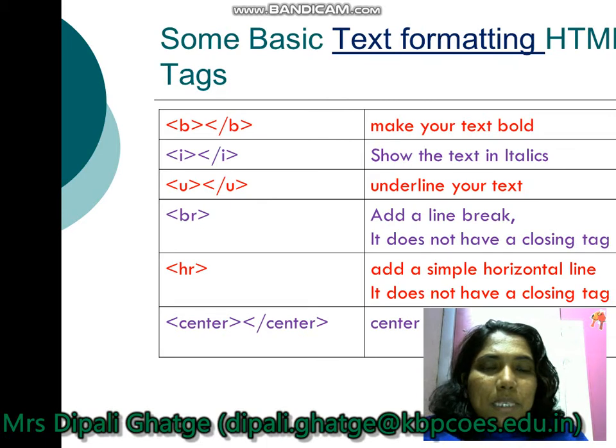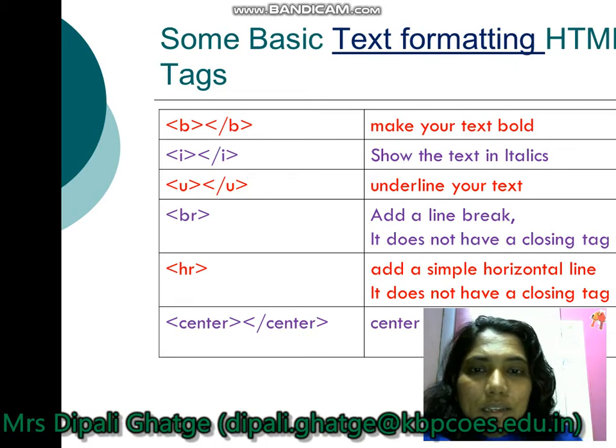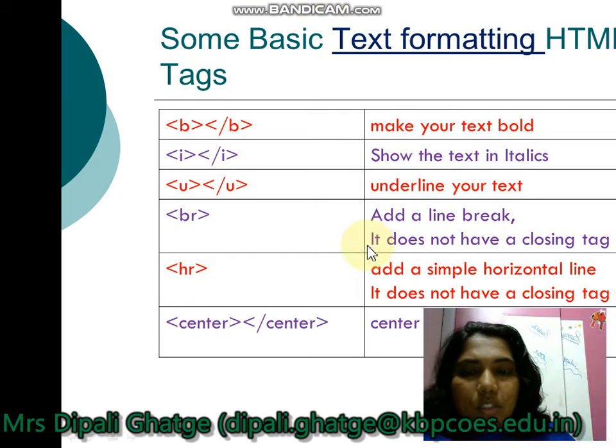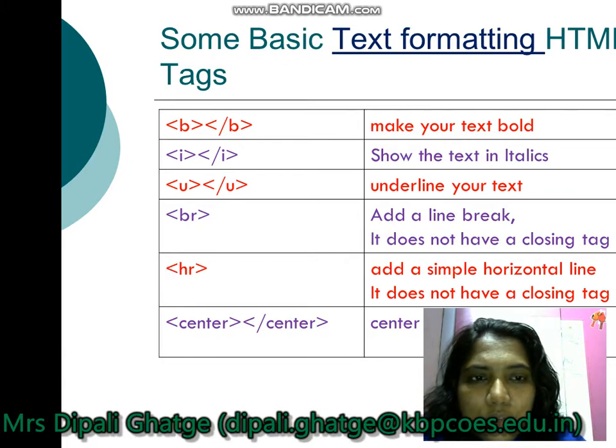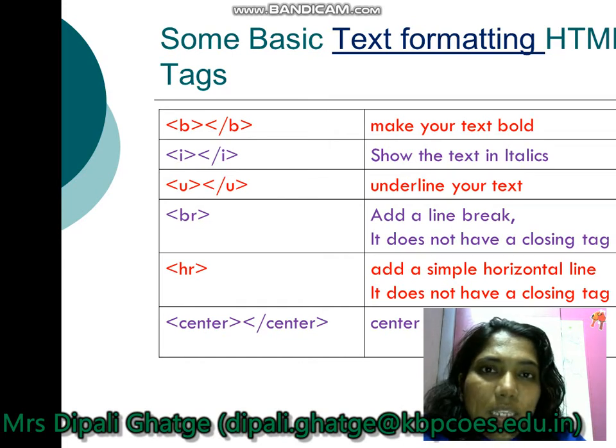Now some basic text formatting HTML tags. You can observe the B tag, opening and closing. It is making the text bold. The I tag is for making the text italic. The U tag is for underlining your text.